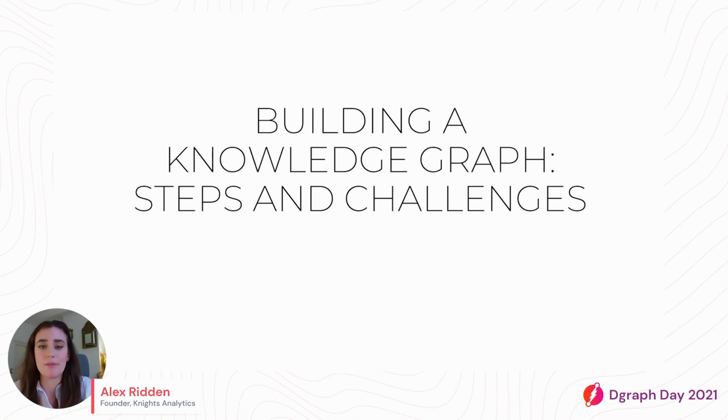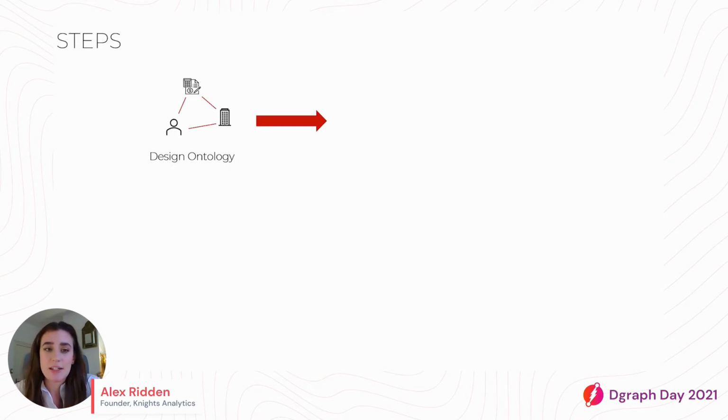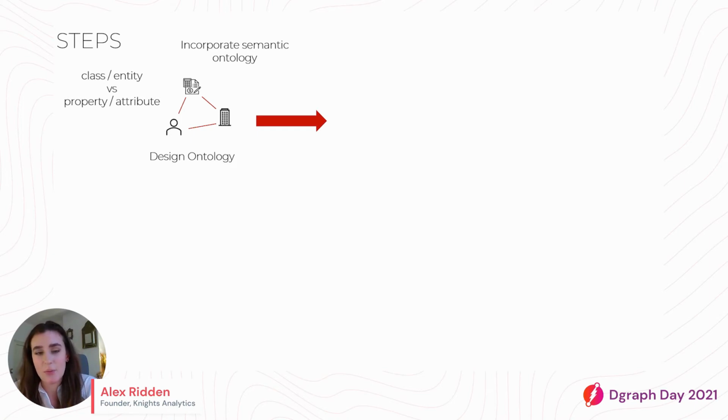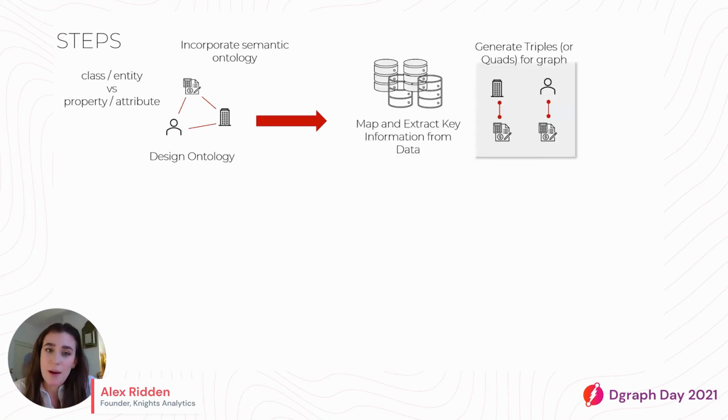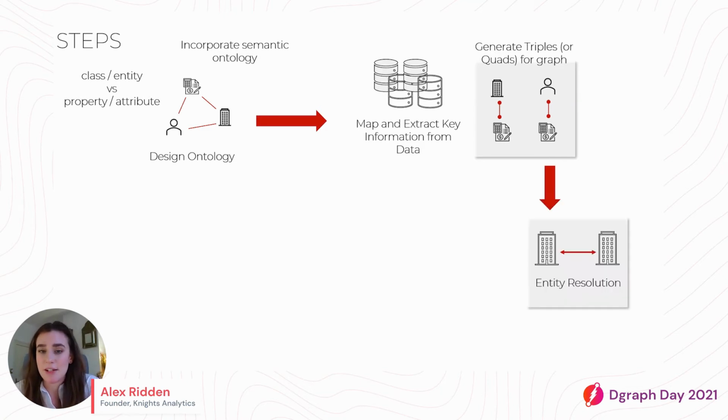So on to the meat of this presentation. How do you actually build a knowledge graph? What kind of steps do you have to go through, and what are the challenges that you will face? The first thing will be to design an ontology. An ontology you can think of as a schema, but with a few extra caveats. How do you incorporate a semantic ontology into a database like Dgraph? How do you actually go about deciding what your node types versus your attribute types are going to be? Once you know that, how will you map your data, extract those triples and quads from different data types? And how do you actually reconcile different entities and recognize that they are in fact the same representation of a real world person or business or address?